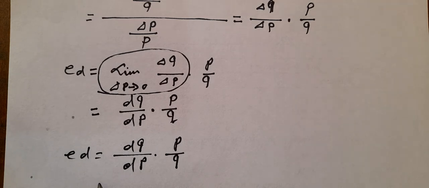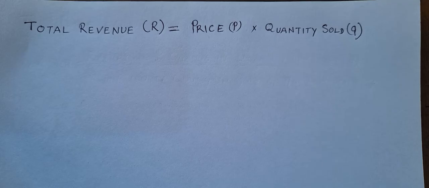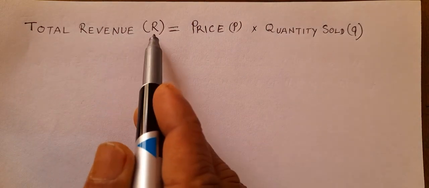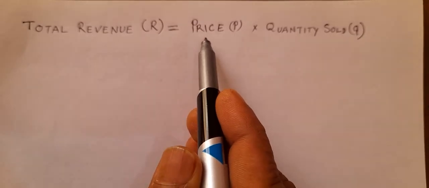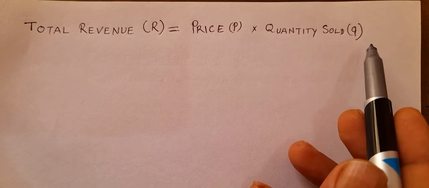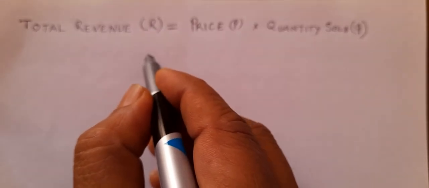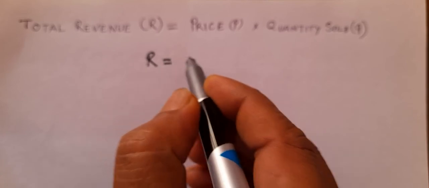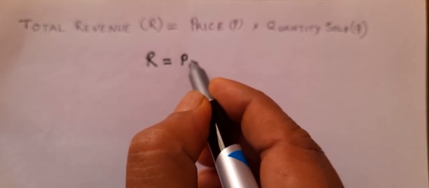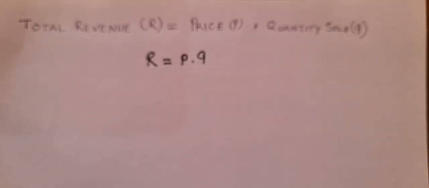So elasticity of demand is the derivative of the demand function with respect to price into P by Q, where Q is demand. Again, total revenue R is equal to price P into quantity demanded Q. Therefore R is equal to P dot Q.